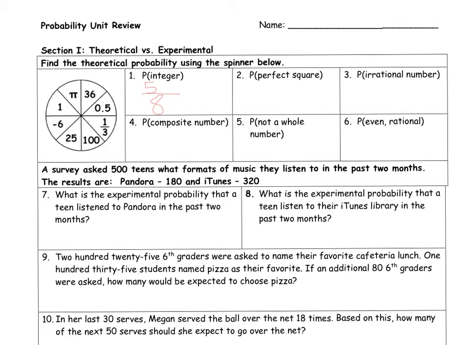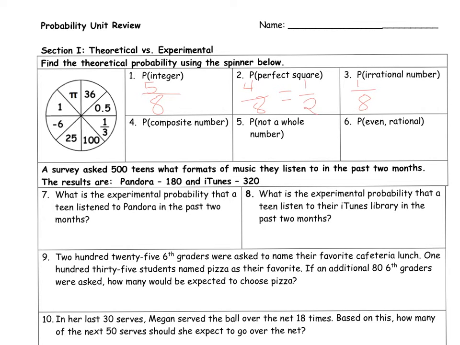Number 2 says find the probability that you will land on a perfect square. So when we look at this, there's 36, there's 100, there's 25, and there's 1. Therefore, that leaves us with 4 out of 8. If you want to make that 1/2, that's fine. But you can leave it as 4 out of 8 for the theoretical probability of landing on a perfect square. For landing on the irrational number, there is only one of them. That is pi. So that's 1 out of 8.